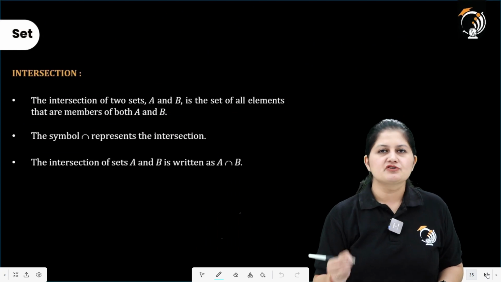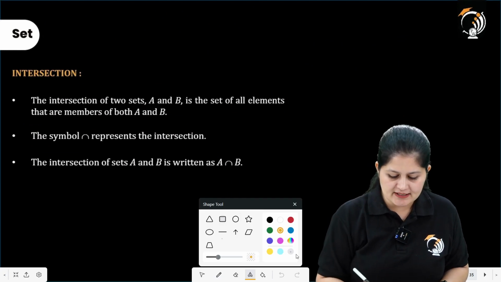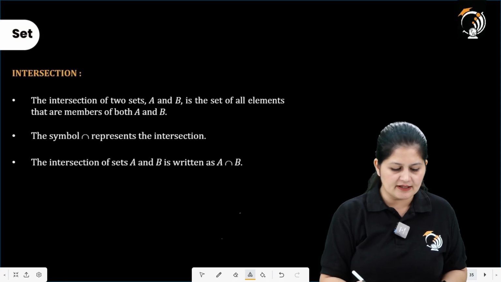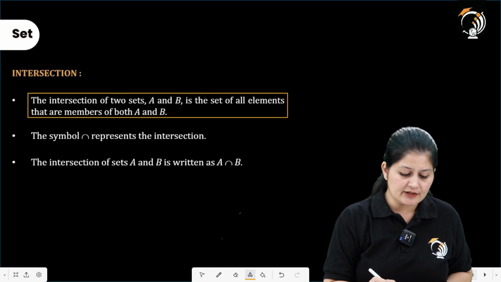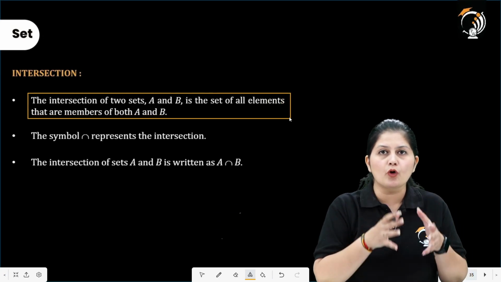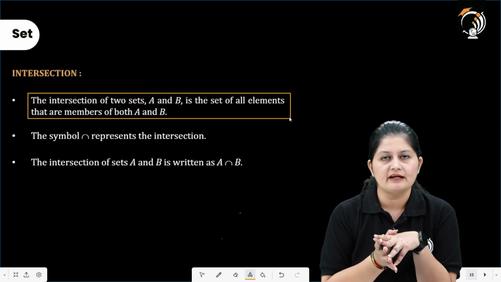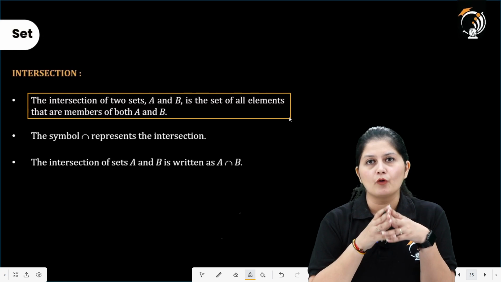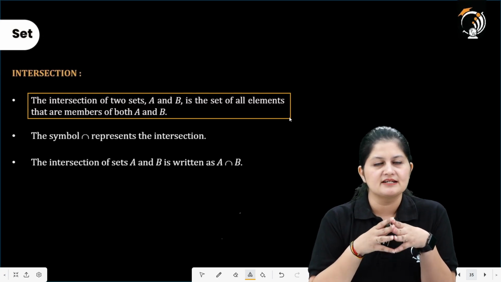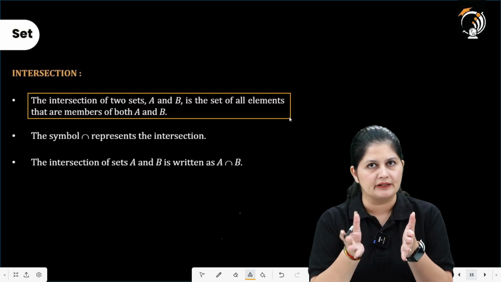Moving to the next thing, which is what is the intersection of two sets, or how we are going to represent this. The intersection of two sets A and B is the set of all elements that are members of both A and B. So the elements that are common to both A and B will be considered as A intersection B.